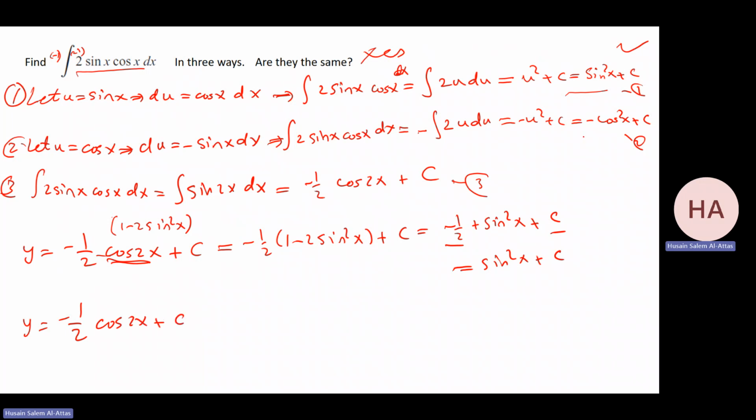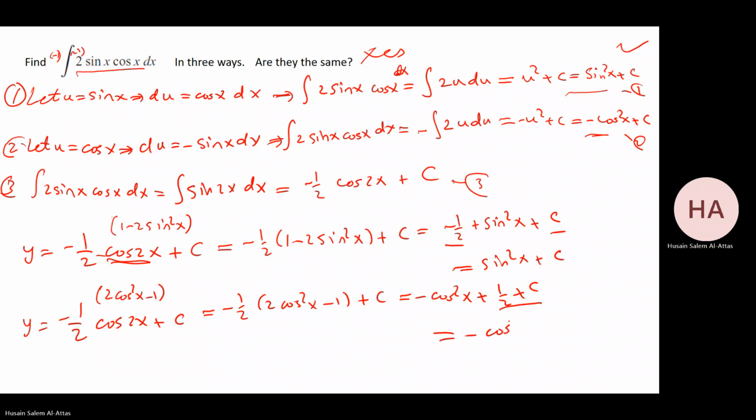So this is similar. Minus half cosine 2x plus c, I will write it using the cosine square. So I will use the formula for cosine 2x, which is 2 cosine square minus 1. That gives me minus half times 2 cosine square x minus 1 plus c. That gives me minus cosine square x plus half plus c. I call this c. So I'm getting this. So these 3 answers are the same.